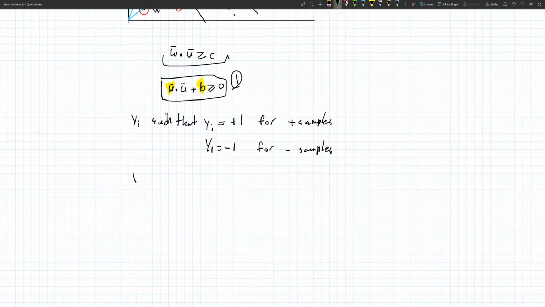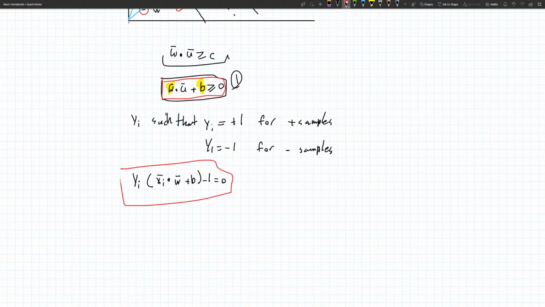We get this constraint: y sub i times (x sub i dotted with w plus b), where these are vectors, minus 1 equals 0. So this is the decision rule, and this is the constraint.